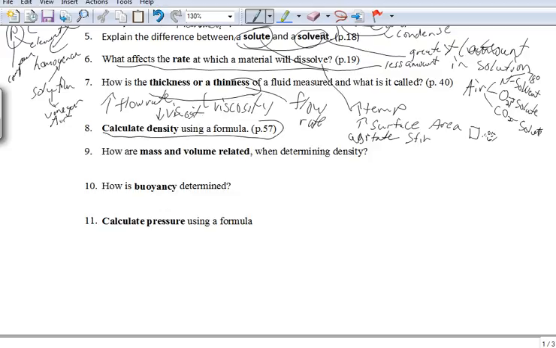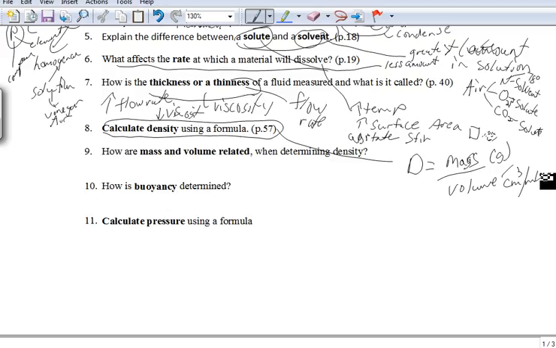Calculate density using a formula is the next one. So here's our formula for density. It equals the mass of the substance divided by its volume. And units are important, so the mass is in grams and the volume is in centimeters cubed or milliliters.